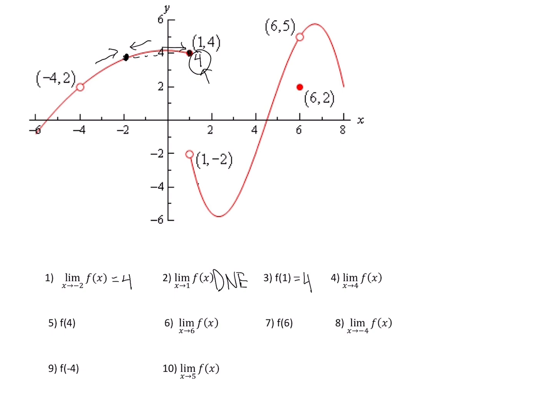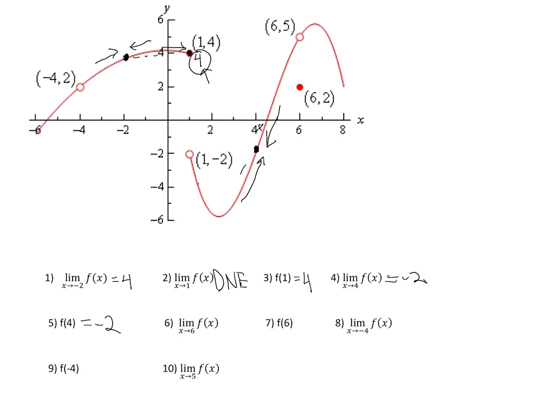Limit as x approaches 4 of f of x. It's negative 2, since this graph right here is continuous at 4, they both go toward the same point. So as x approaches 4 from the negative side and the positive side, they both are negative 2. Okay, what about f of 4? F of 4 is also negative 2.